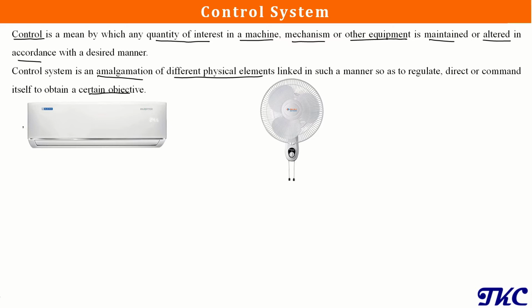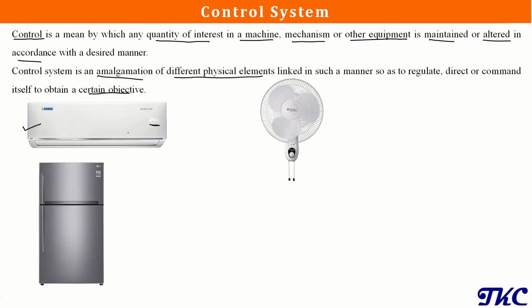So this air conditioner is also a control system because it consists of a number of elements that we have in a cooling cycle, and those elements are linked in such a way that they are achieving some objective, and that objective is to maintain the temperature in a room. Next example we can have is again of a refrigerator. In a refrigerator also we have different physical elements, and they are connected in such a way that they are achieving some objective, and that objective is to maintain the temperature inside the refrigerator.